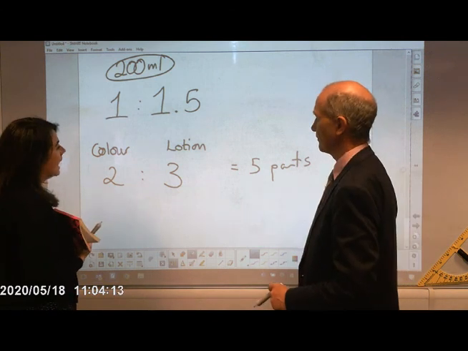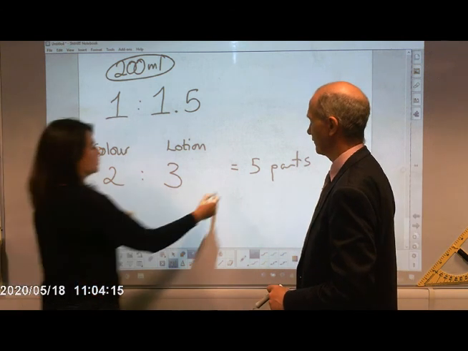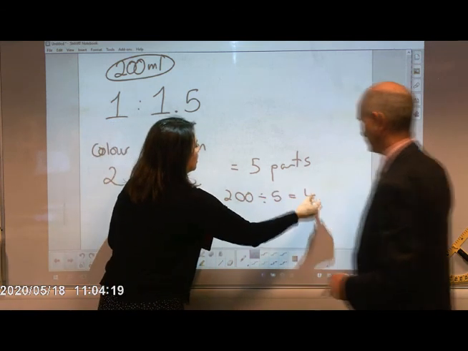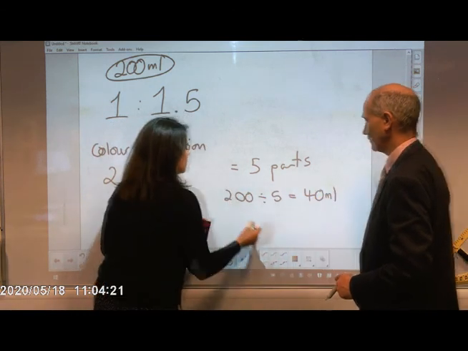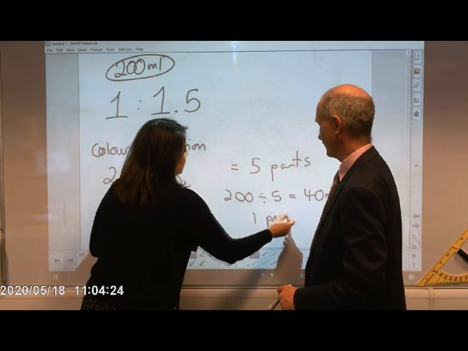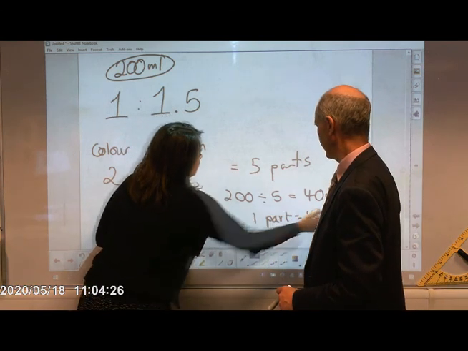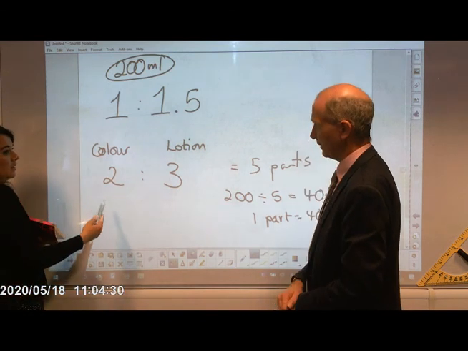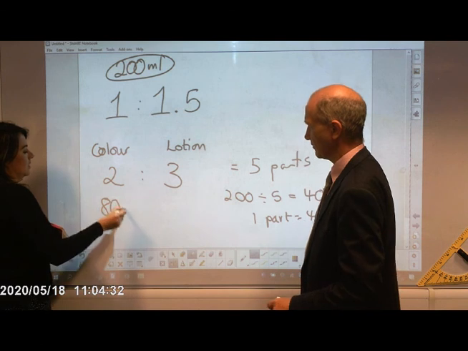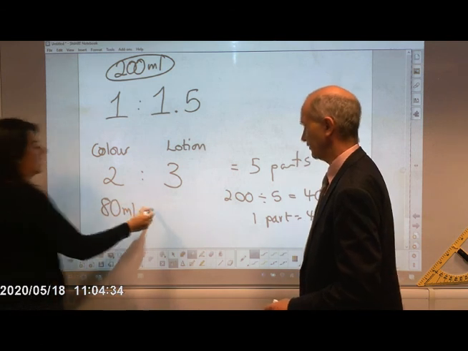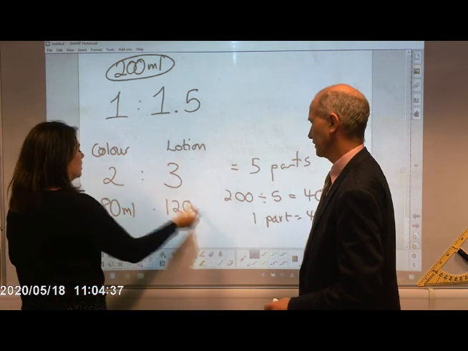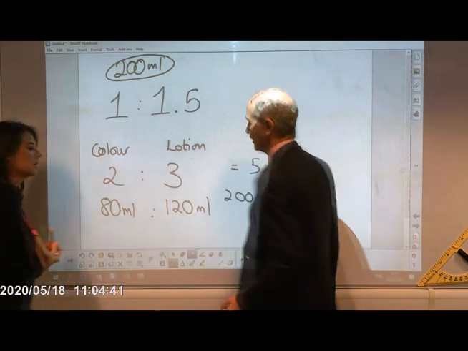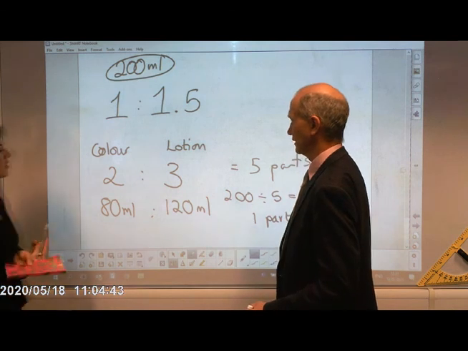Now I'm going to be dividing my total by 5 to find that 1 part is 40 mils. So 1 part equals 40. I'm going to need 2 lots of that, which is 80, and 3 lots of 40 is 120. Check that that adds up to 200 mils. It does. So you've got your 80 to your 120.